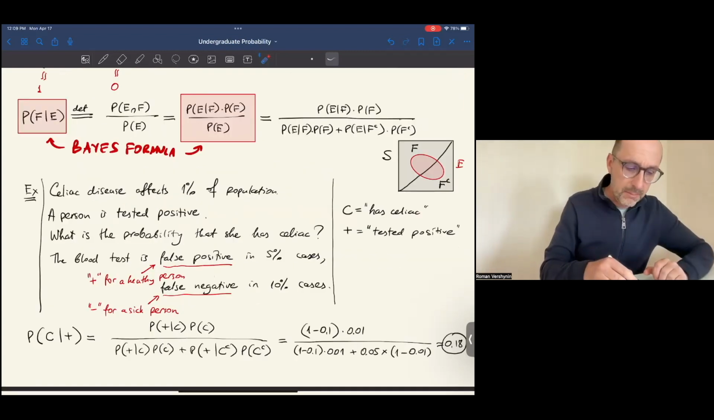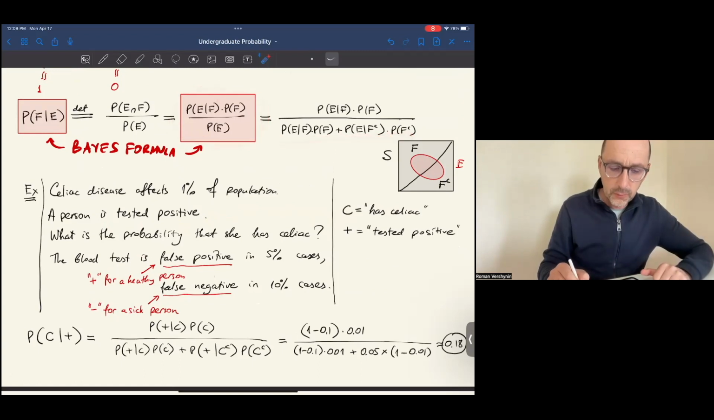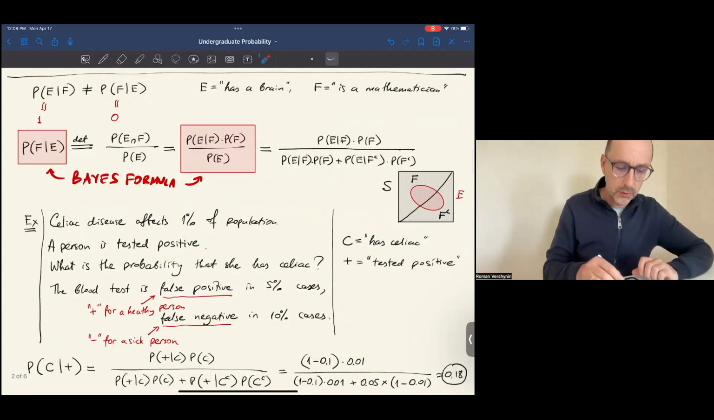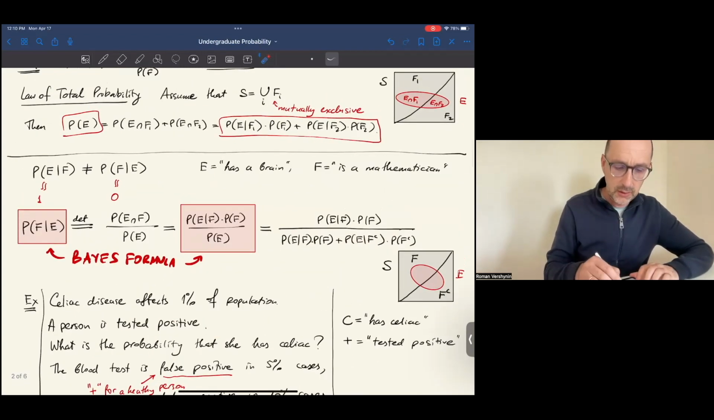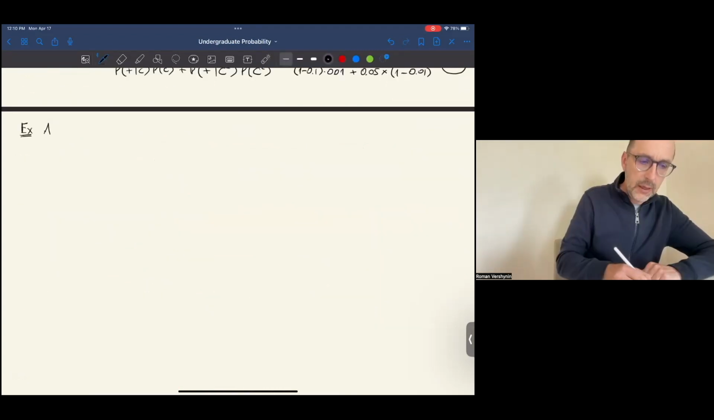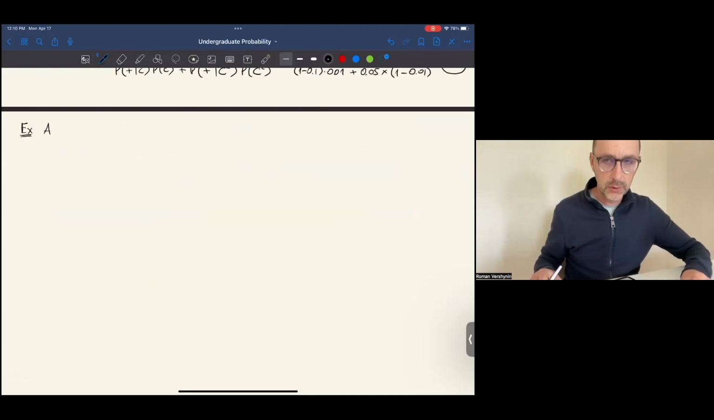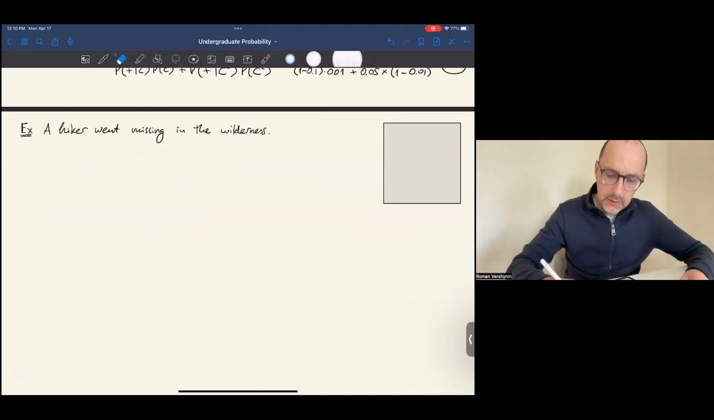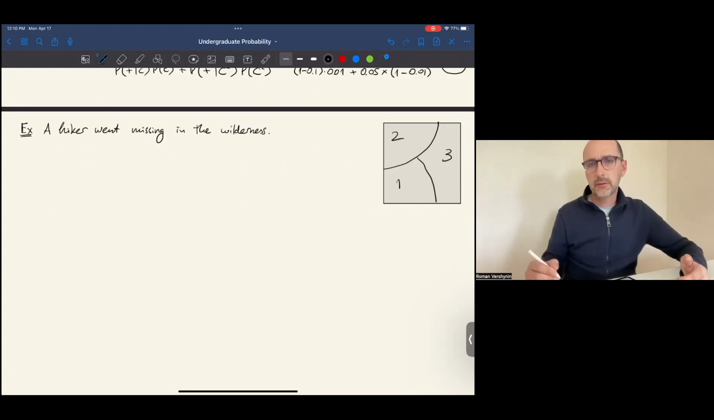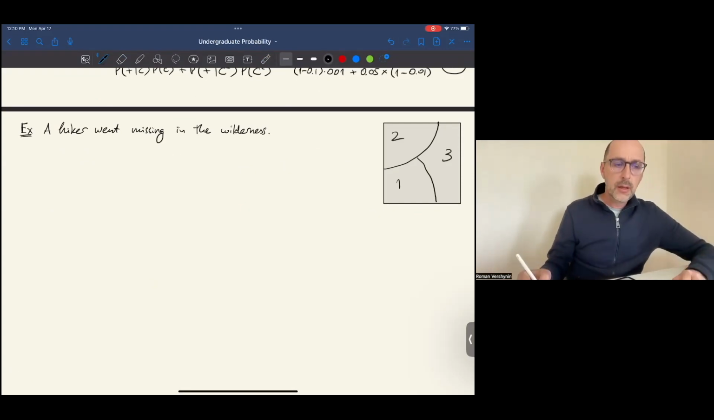Quick remark, Bayes' formula generalizes for many events, not necessarily two. And that's because the law of total probability generalizes for many events, not necessarily two. Here's an example. Suppose a hiker went missing in the wilderness. The wilderness is divided into three regions, maybe mountains, desert, and a forest. The hiker is believed in one of these three regions with probabilities 0.5, 0.3, and 0.2.